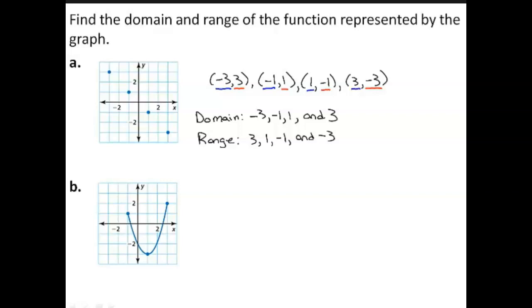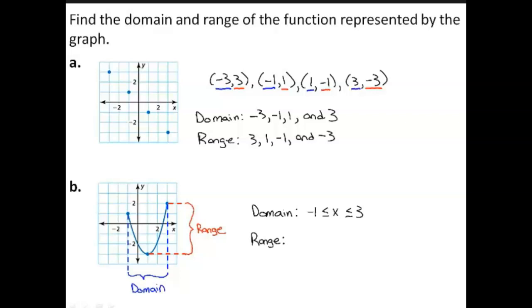Part B. To find the domain and range of the function represented by the graph, you must identify the x and y values represented by the graph. The set of x values is the domain of the function. The set of y values is the range of the function. So the domain is all real numbers greater than or equal to -1 and less than or equal to 3, which can be represented by the inequality -1 ≤ x ≤ 3. The range is all real numbers greater than or equal to -3 and less than or equal to 2, which can be represented by the inequality -3 ≤ y ≤ 2.